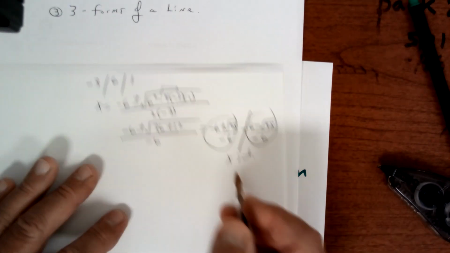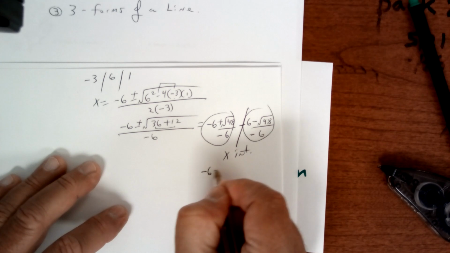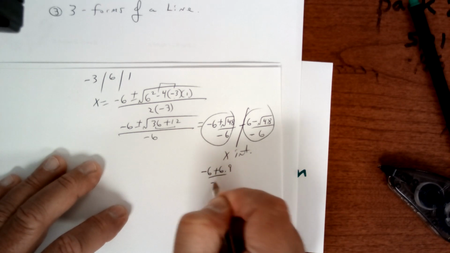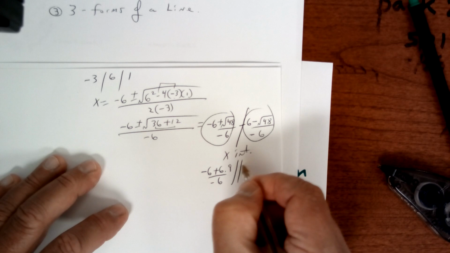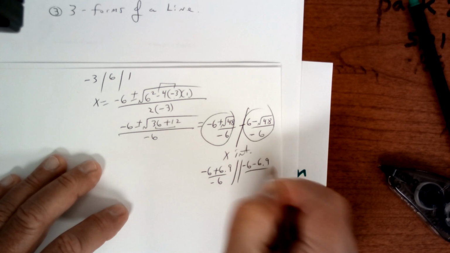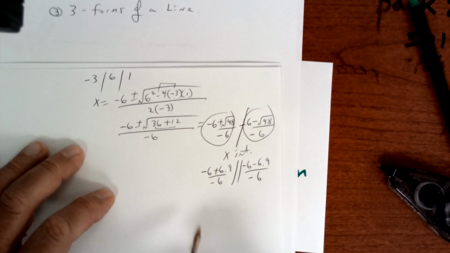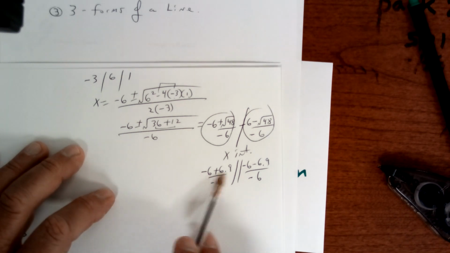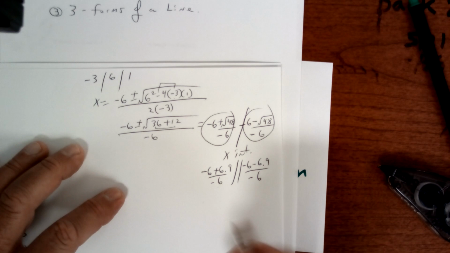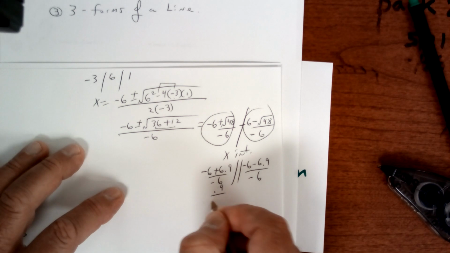So it's going to be negative 6 plus 6.9 divided by negative 6. And negative 6 minus 6.9 divided by negative 6. So you got to work these out. I'm only going to do one of these. A negative 6 plus 6 is only going to be 0.9. So 0.9 divided by negative 6 would be that one.